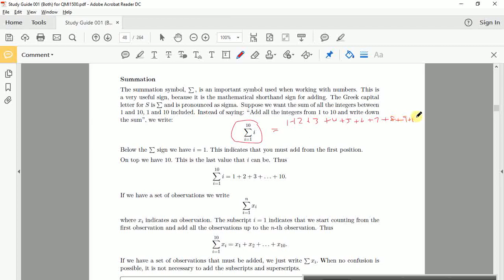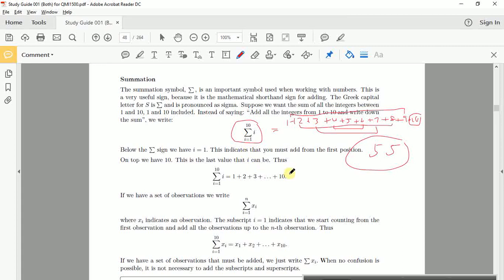Okay, all of it, like literally this plus this plus this plus this plus all of it up until 10. So that'll be 10, 20, 30, 40, 55. So the answer would be 55, if you're just adding up all the numbers from 1 to 10.